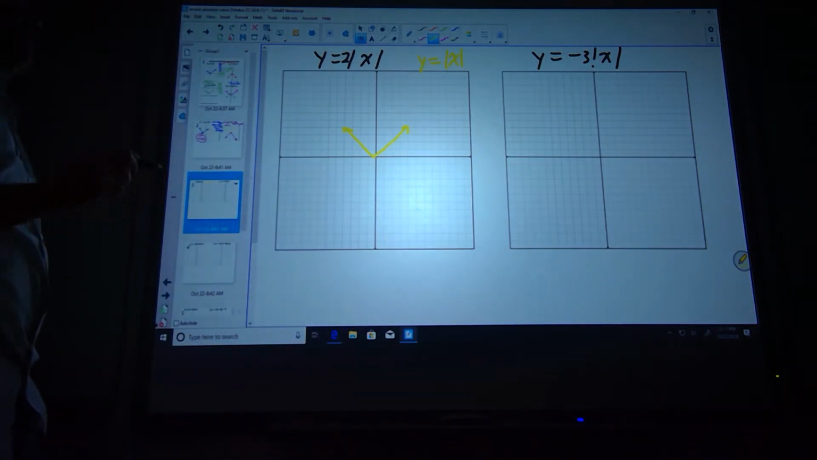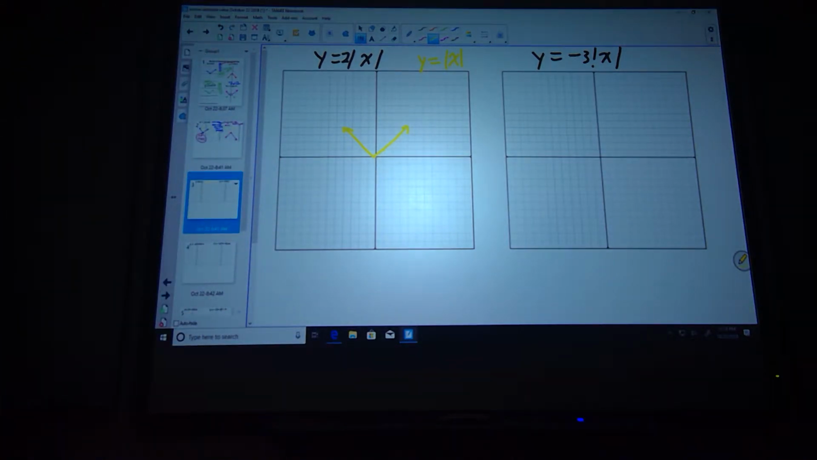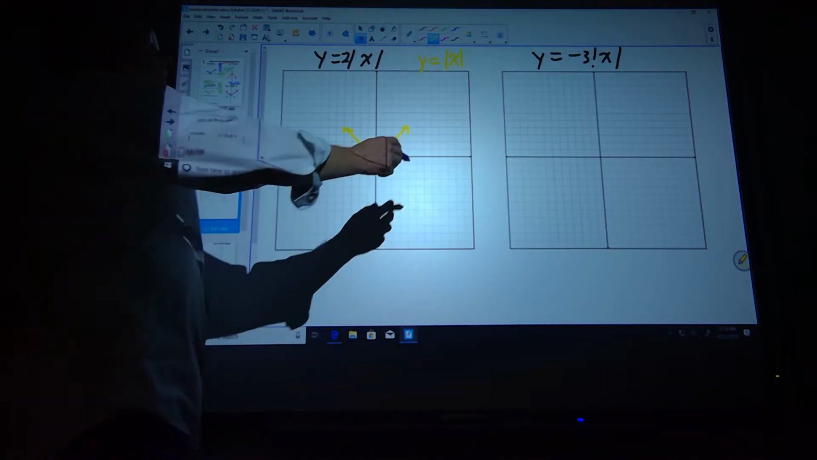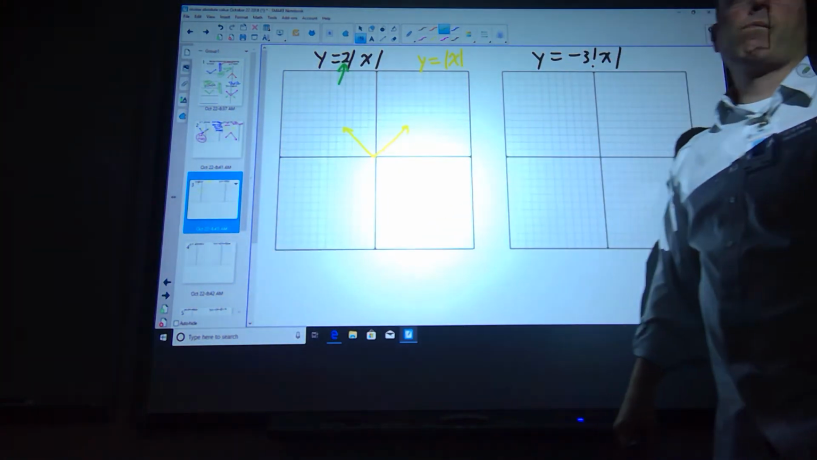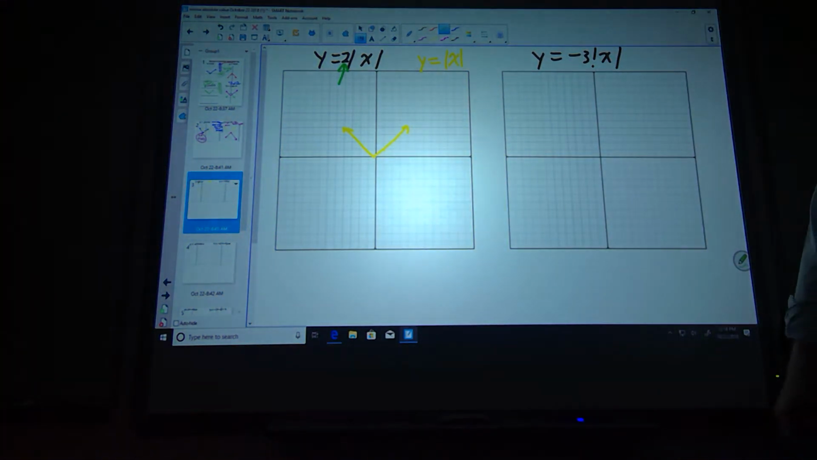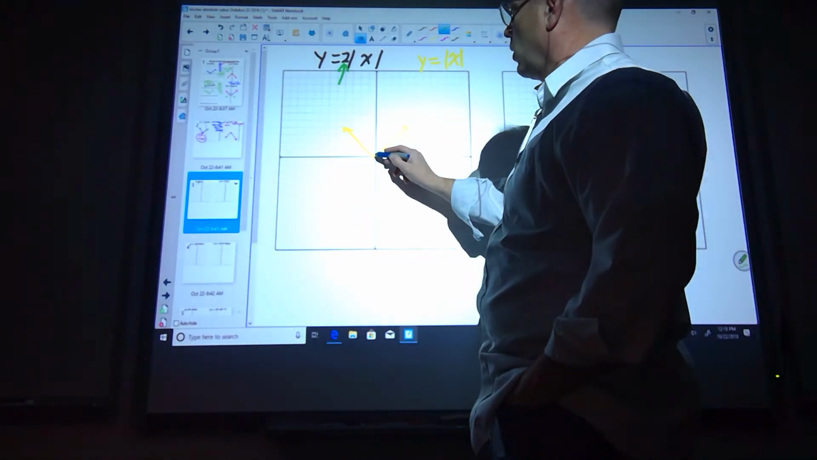That's the parent function. Is that okay? What do you think that 2 out front is going to do? Is it going to make it skinnier, fatter, shift it left, right, flip it upside down? Is there any of those things up there? Is this different than we've seen? Yeah. It is. So what I would do is this actually makes it grow twice as fast.